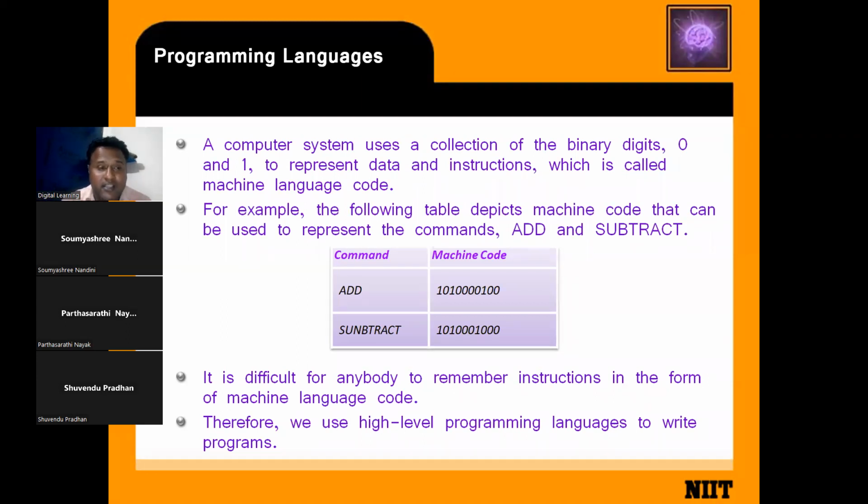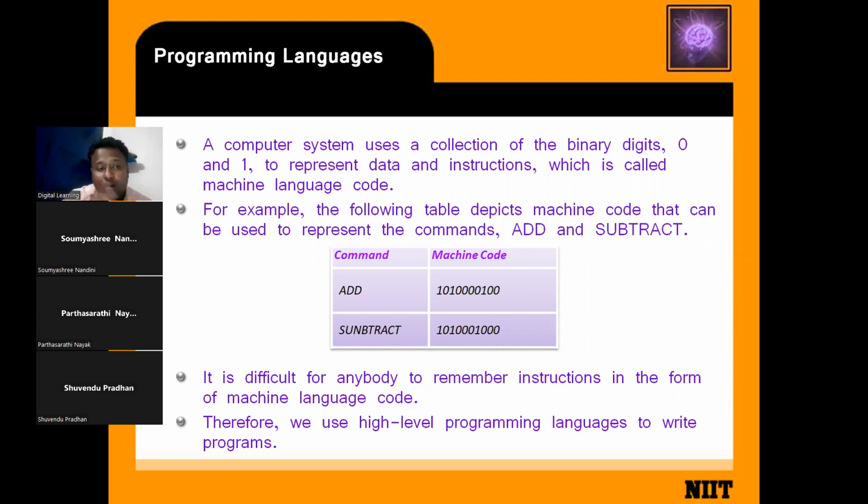The computer doesn't understand. The computer understands everything as zero or one, on and off. So any instruction you pass to the computer, it is a combination of 0 and 1.